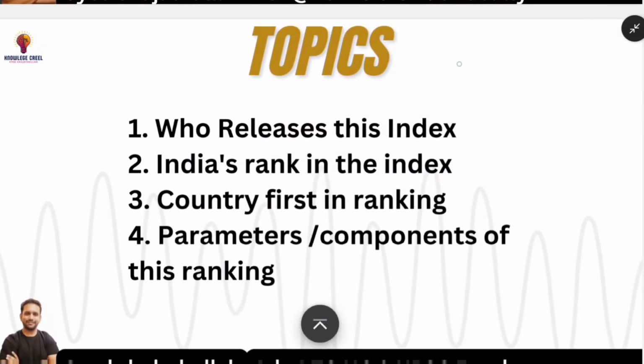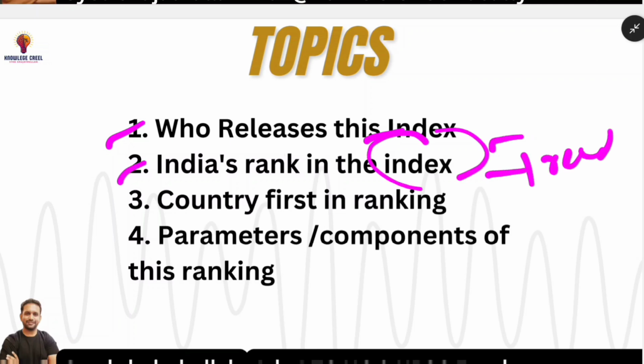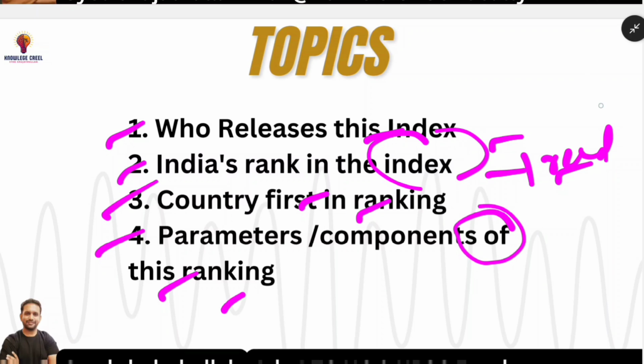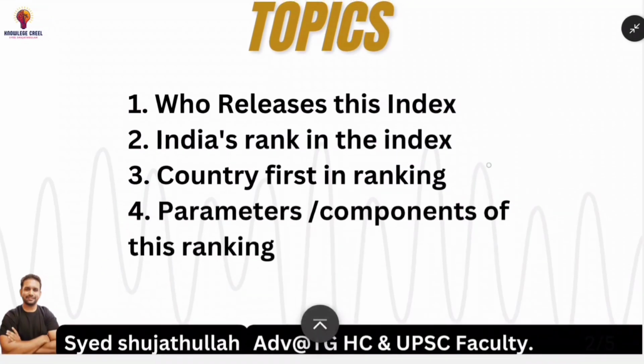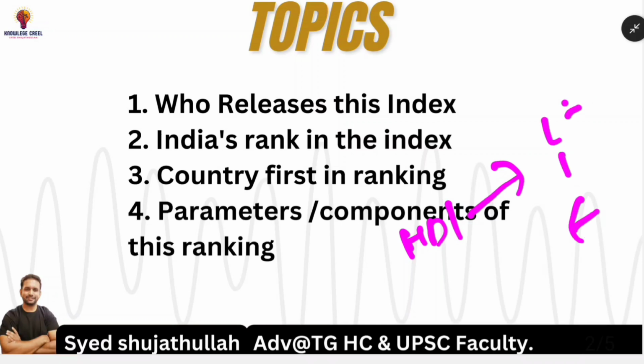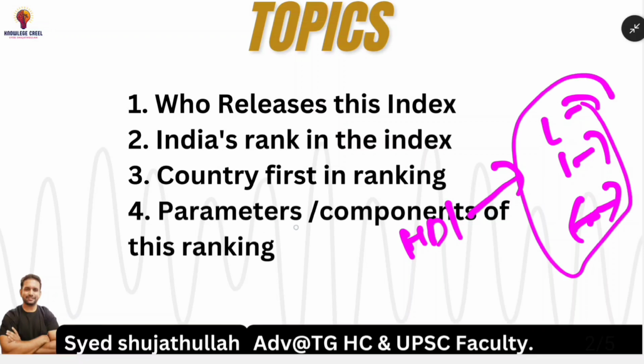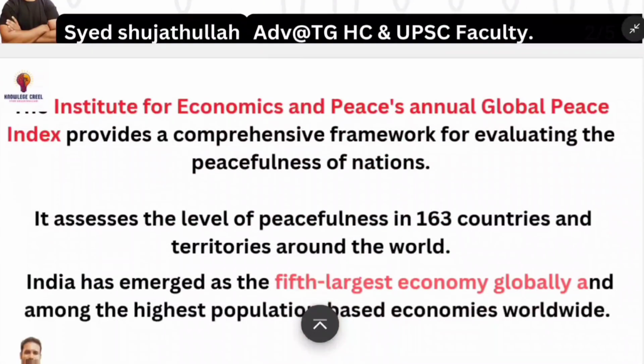The topics of discussion that we are going to cover in this lecture are who releases this index, India's rank in this index, and we'll also see the trend here. Apart from that, the country ranking first in this Global Peace Index and the parameters or components of this ranking. Because whenever we talk about the Human Development Index, we also have components like life expectancy, income and education, right? So components are being asked. That is the reason we should also know which components this Global Peace Index is based on. So let's start our discussion.